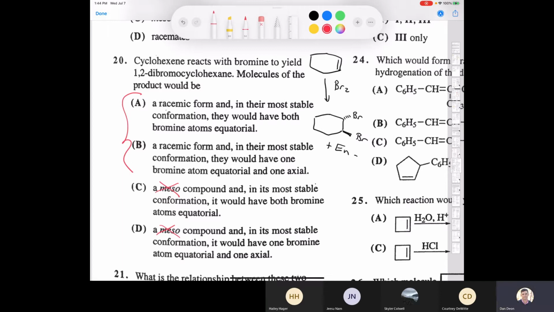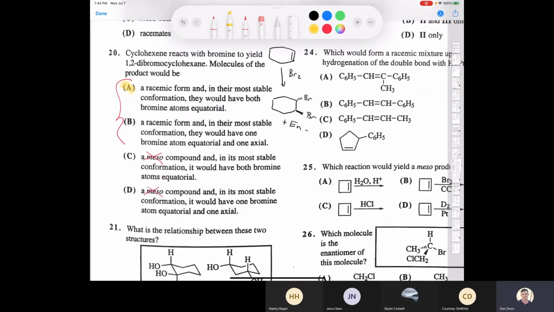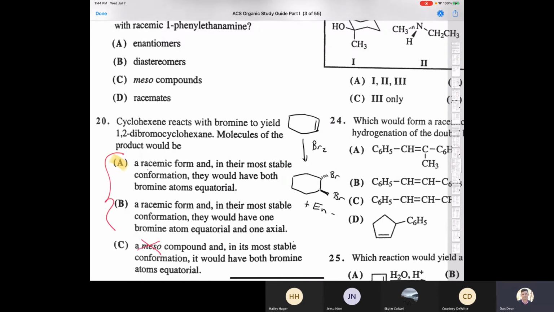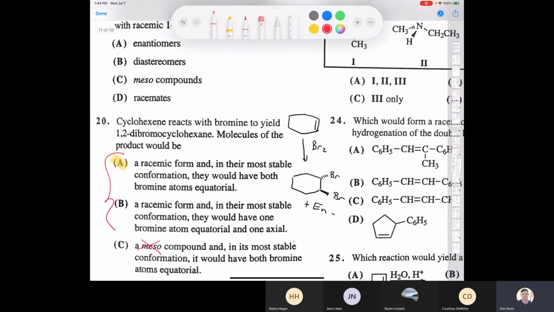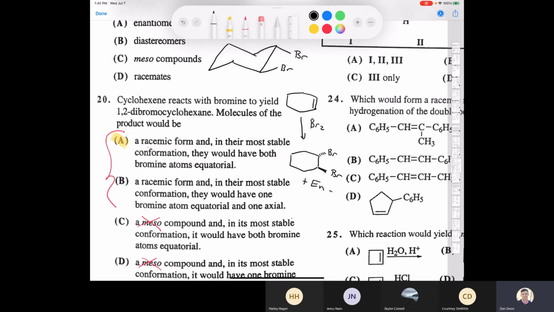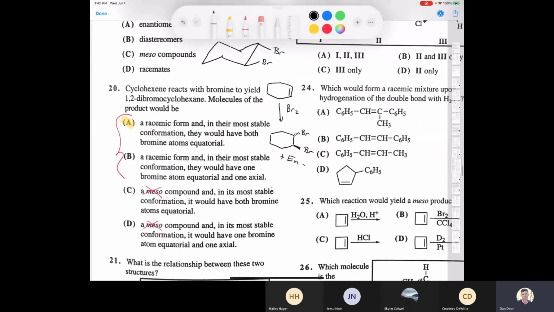One bromine axial, one bromine equatorial, or both equatorial? Yeah, it's going to be A, isn't it? They're both going to be equatorial, right? Let's say I drew a chair and there's not a lot of room to draw a chair. I'll draw it over here. Okay. So if we draw the ring like this, let's say this bromine here is going down and it's equatorial. This bromine is coming up. Well, it's going to be up and equatorial. And so there you go. It's going to be racemic, right? You're going to end up with a racemic mixture, but both bromines are going to be equatorial. And there you have it.